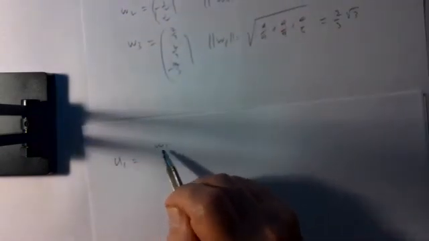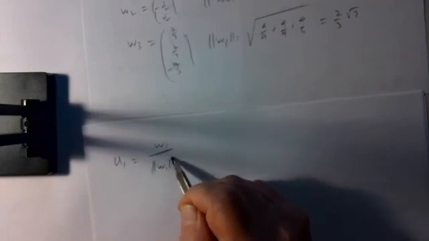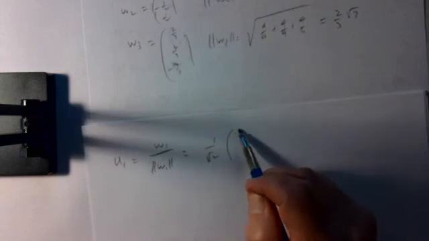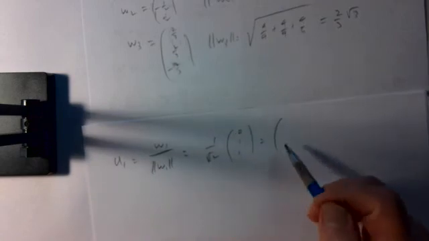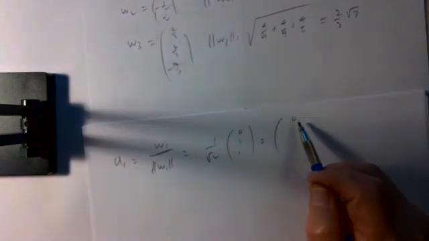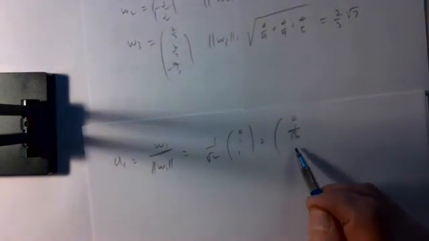So if I take the unit vector U1, which is W1 divided by the length of W1, the length of W1 is 1 over the square root of 2. W1 is 0, 1, 1. So I get the vector 0, 1 over the square root of 2, 1 over the square root of 2.